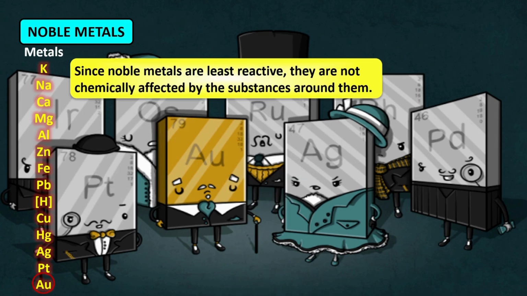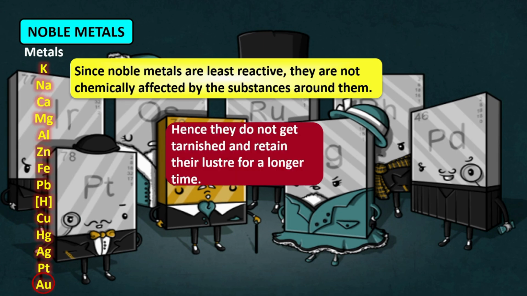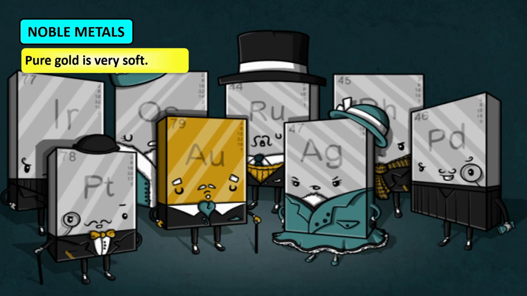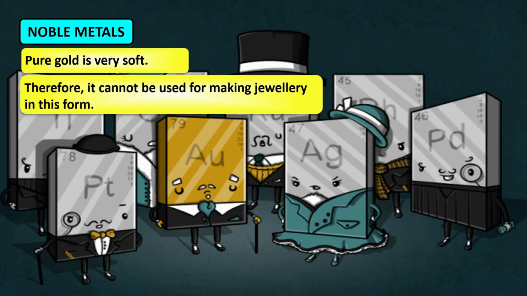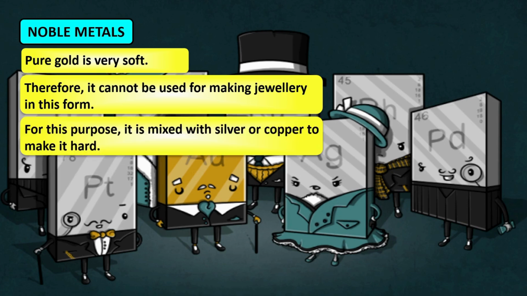Since noble metals are less reactive, they are not chemically affected by the substances around them. Hence, they do not get tarnished and retain their luster for a longer time. Pure gold is very soft, therefore, it cannot be used for making jewelry in this form. For this purpose, it is mixed with silver or copper to make it hard.